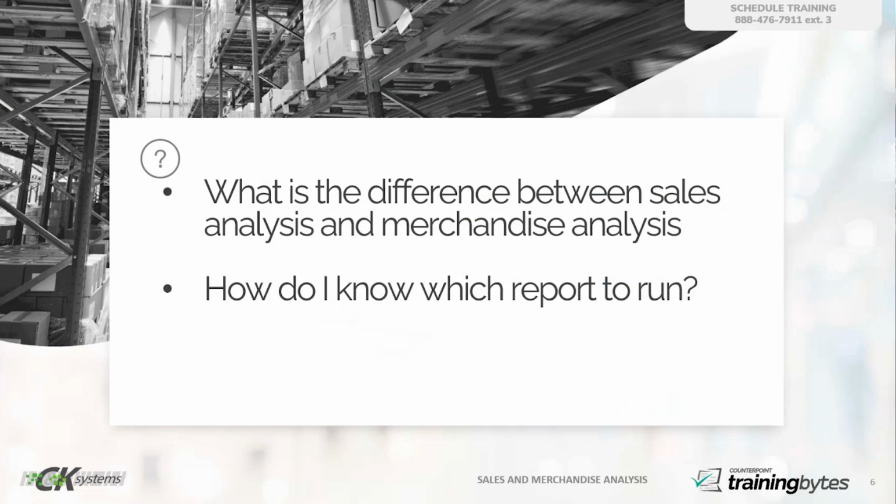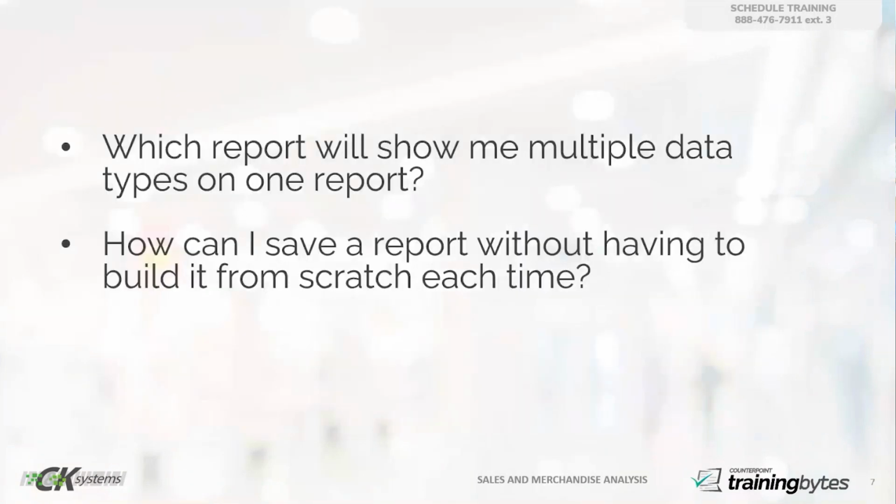You've probably noticed, all of you, that there are just so many reports in Counterpoint. You see them under point of sale, inventory, purchasing, customers. But there are two reports in Counterpoint that are my go-to reports and satisfy the vast majority of my reporting needs. Those are the sales analysis report and the merchandise analysis report. So how do you know which report to run? Like, which report will show you multiple data types, not just sales, but more information than sales.